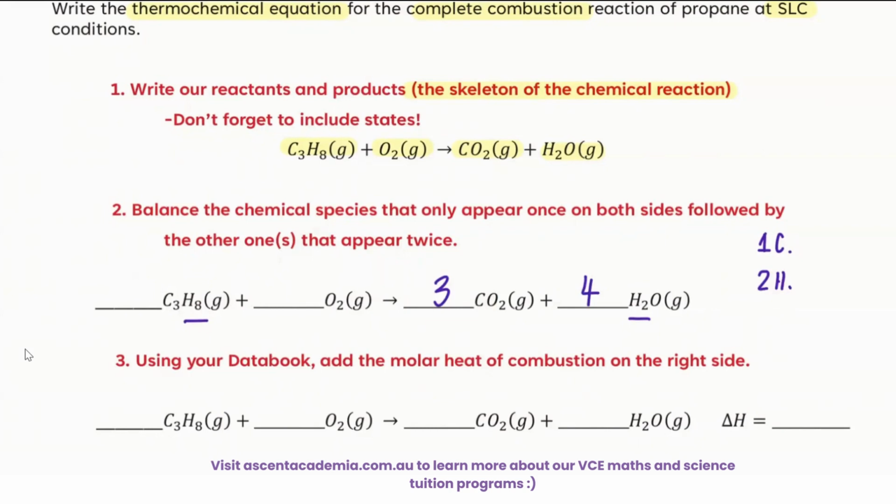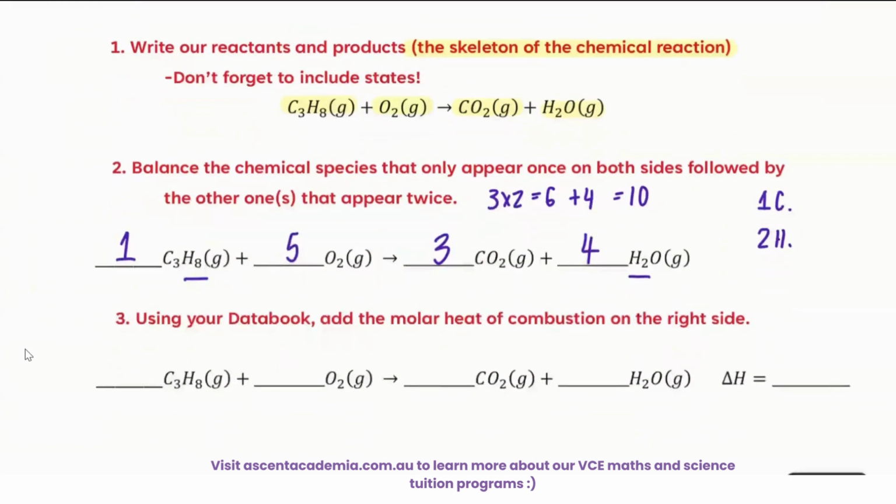Next, we want to balance the oxygen element because this one appears twice on the right-hand side. If we add them up, we have 3 times 2, which gives you 6, plus the 4 oxygen for the water. So in total on the right-hand side, you have 10 oxygen atoms. Therefore, I must put 5 on the left-hand side. And therefore, automatically propane is going to be a coefficient of 1.